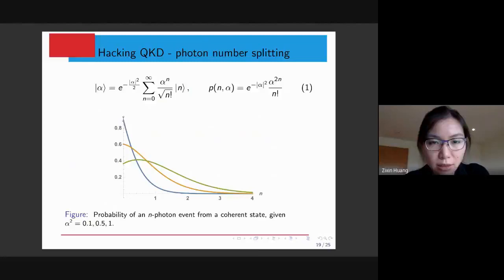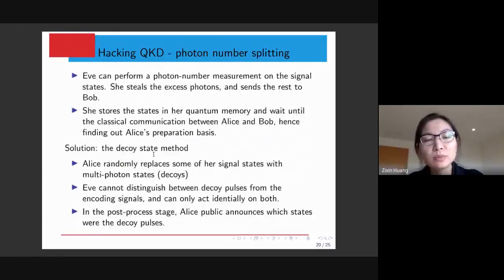And then you have the green for alpha squared equal to 1. So we see that, even if you use a very low mean photon number, you have a non-negligible chance of getting higher photon numbers larger than 1. So what can Eve potentially do? She can potentially perform a photon number measurement on the signal states. Now she can steal the excessive photons and then send the rest to Bob. A photon number measurement does not disturb, for example, the polarization of the state. So this is definitely allowed by physics.